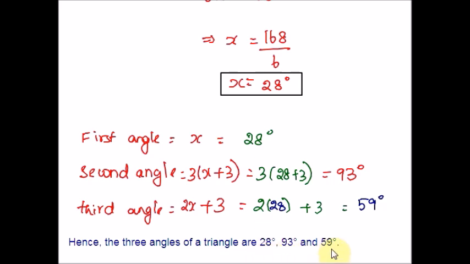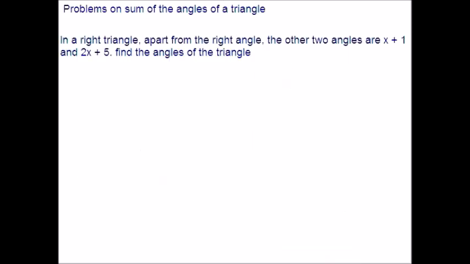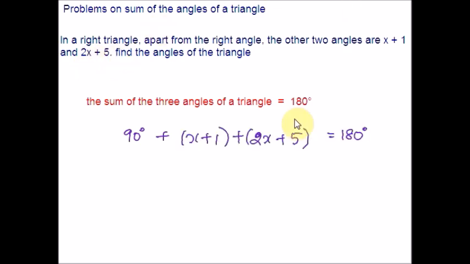Hope you are clear with this example. Now let's take an example on right triangle. Here is the question. In a right triangle, apart from the right angle, the other two angles are x plus 1 and 2x plus 5. Find the angles of the triangle. We are going to use the same concept, sum of the three angles of a triangle equal to 180 degrees. Since this is a right triangle, one of the angles would be 90 degrees for sure. So the first angle is 90 degrees and the second one is x plus 1 and the third one is 2x plus 5. Now let's add all the like terms.